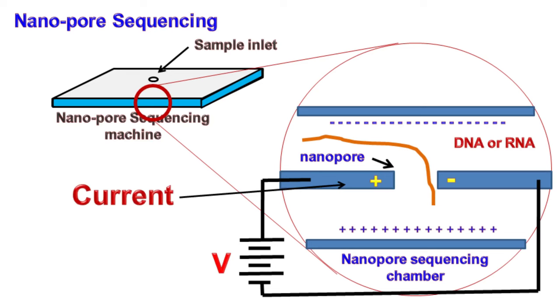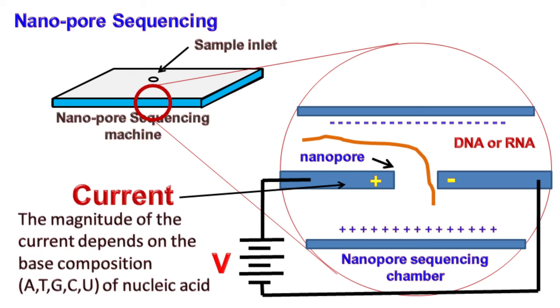Now here comes an interesting thing. The magnitude of the current depends on the base composition of DNA or RNA. Hence, just by measuring the magnitude of electric current across the nanopore, the base composition of the polynucleotide chain can be obtained.